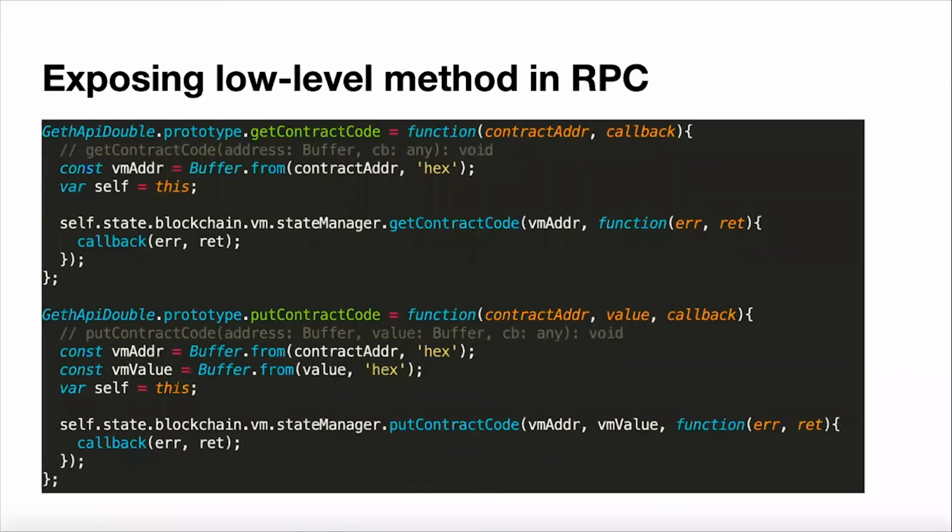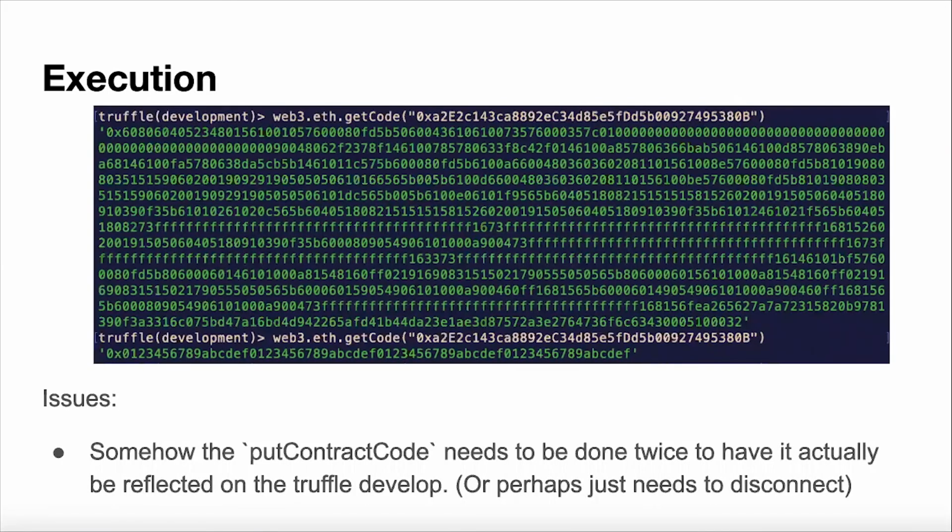After I understood the code, it's actually not hard to add these low-level methods. I just expose them, right? This is the way to do it. And this callback is a way to return the values, so I just do this callback error return. They don't have documentation, but after you figure that out, it's okay. It's simple. So that's that. Then this is the execution.